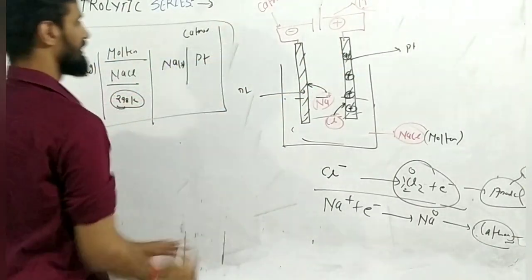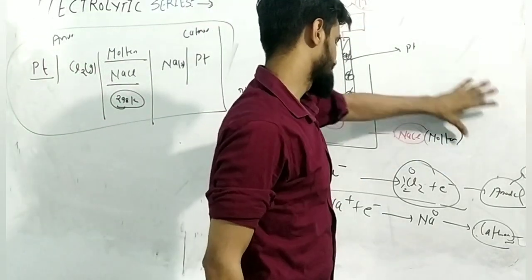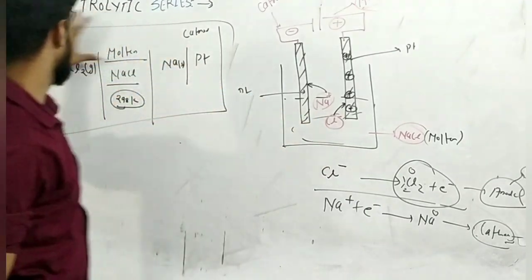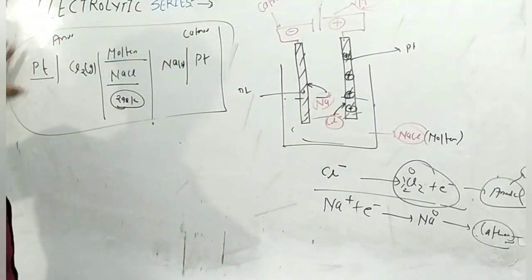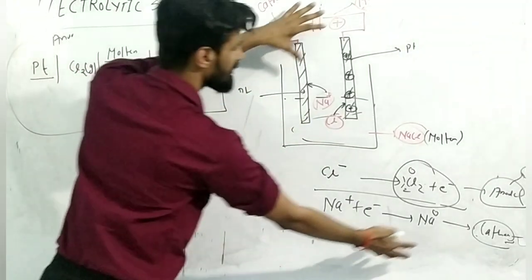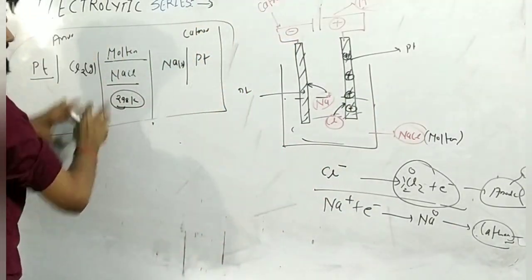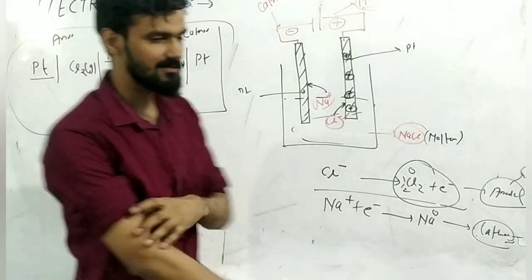So all this data that we have gathered from this information, we have put it in the notation part of the cell. So the notation of the electrolytic cell becomes very short in this way. Okay, so this was the notation part of the cell.